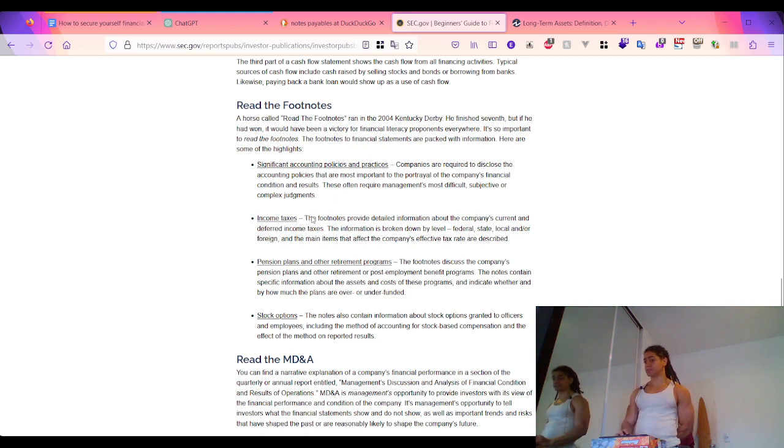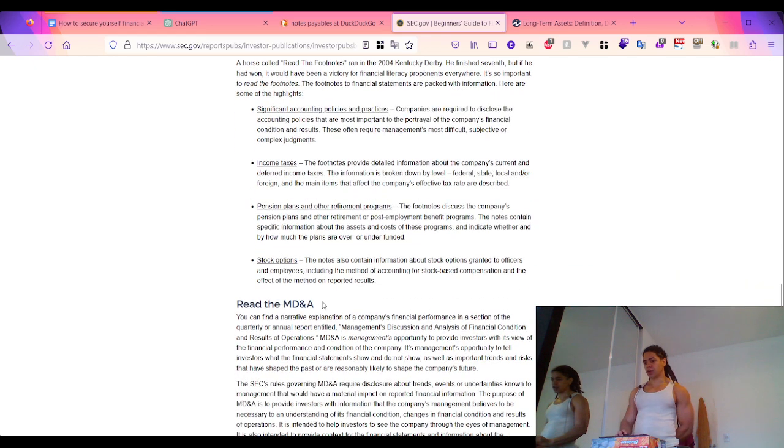Income taxes. The footnotes provide detailed information about the company's current and deferred income tax. The information is broken down by level, federal, state, local, and or foreign, and the main items that affect the company's effective tax rate are described. Pension plans and other retirement programs and stock options.